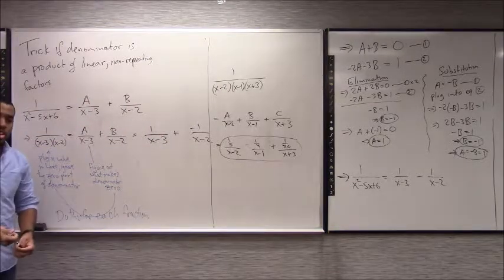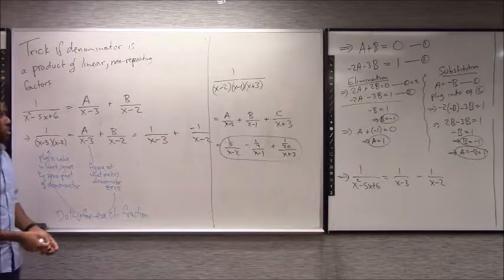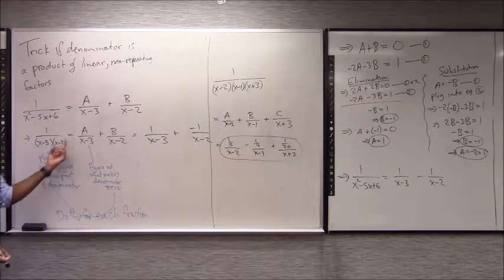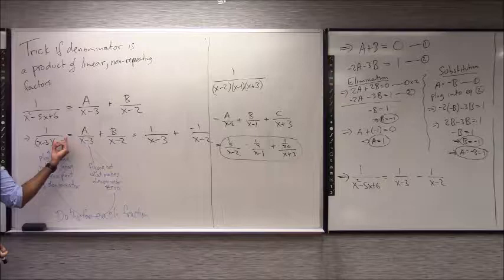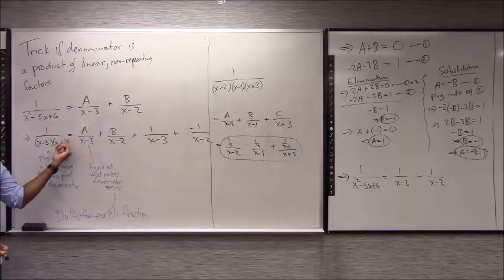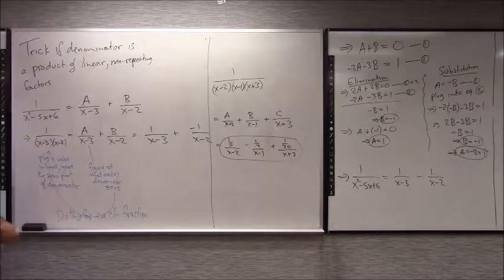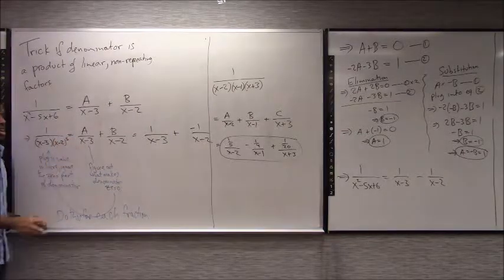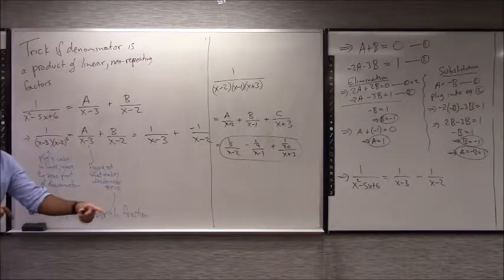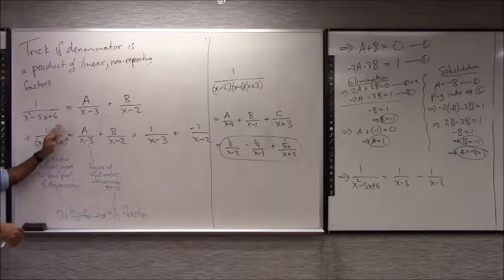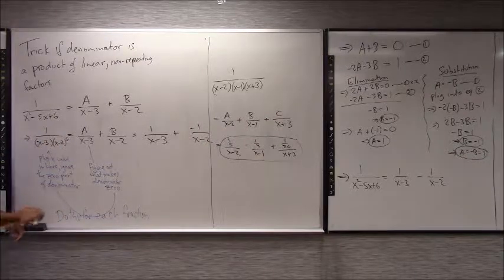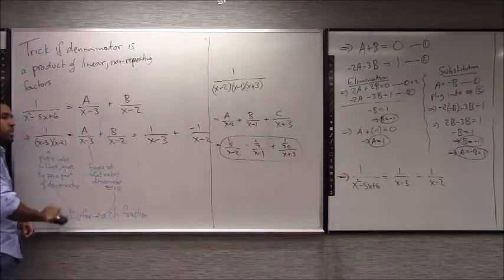It only works for linear non-repeating factors because the formula depends on the power of the factor. Whatever the power r is, you'd have to take the nth derivative of the total fraction. So if this was to the 5th, you'd have to take the 5th derivative using the quotient rule, and it gets complicated going higher. But for linear factors, it's pretty easy to plug in.